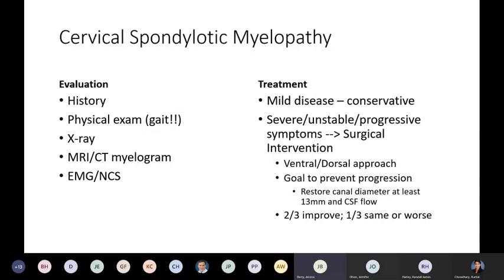In terms of treatment, if disease is mild, both in terms of the degree of canal stenosis on imaging as well as the patient symptomatology, it's typically going to be more conservative, maybe getting them into a therapy program to work on balance, and what things they may need for pain control if that's an issue. However, if they have more severe symptoms, usually going along with a more significant degree of central canal compromise on imaging, you're typically going to require surgical intervention.